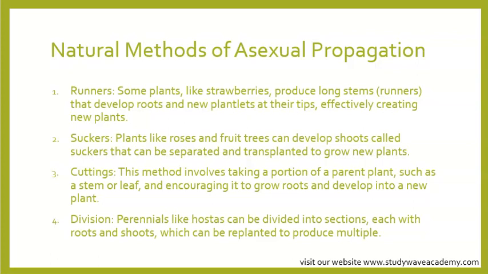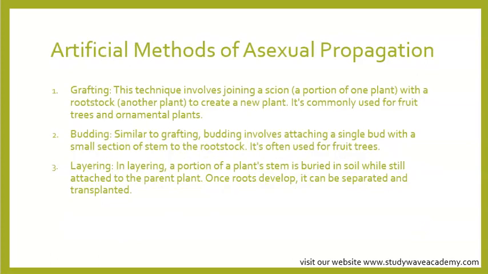Remember, we are looking at the natural methods of asexual propagation. Okay? And we said asexual propagation is a way to make new plants that are exactly like the parent plant. It doesn't involve the formation of seeds. So the natural methods, we said, are runners, suckers, cuttings, and division. So next we're going to be looking at the artificial methods of asexual propagation.